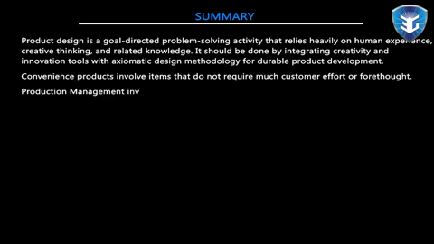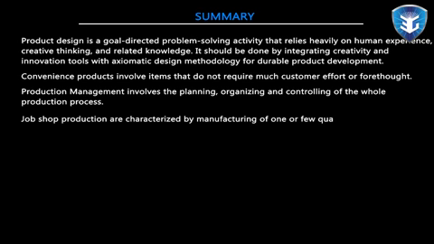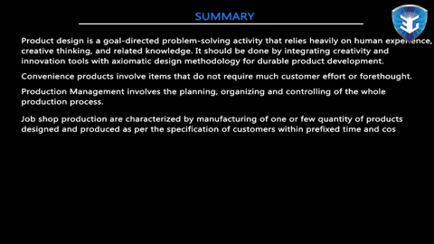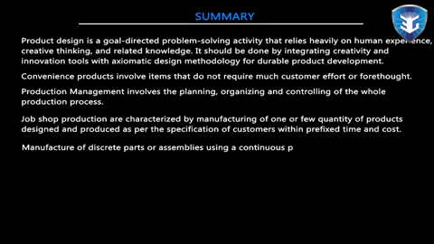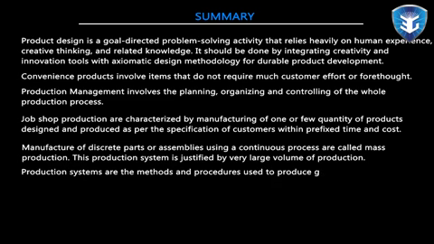Production management involves the planning, organizing, and controlling of the whole production process. Job shop production is characterized by manufacturing of one or few quantity of products designed and produced as per the specification of customers within prefixed time and cost. Manufacture of discrete parts or assemblies using a continuous process is called mass production. This production system is justified by very large volume of production.